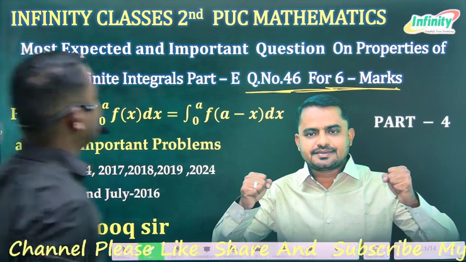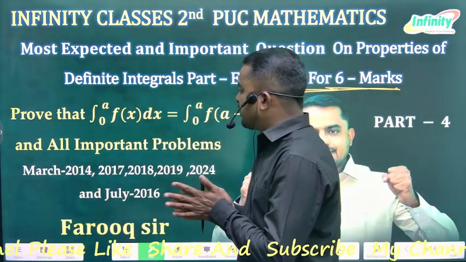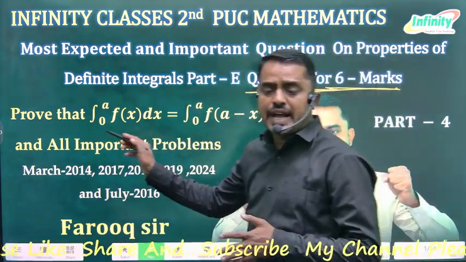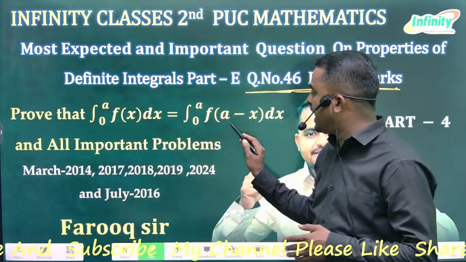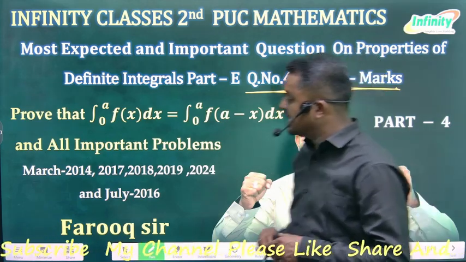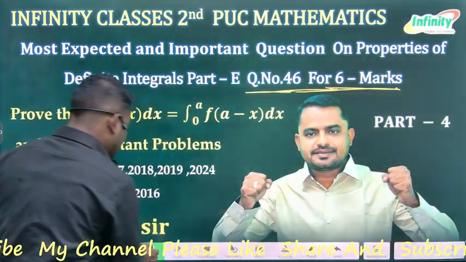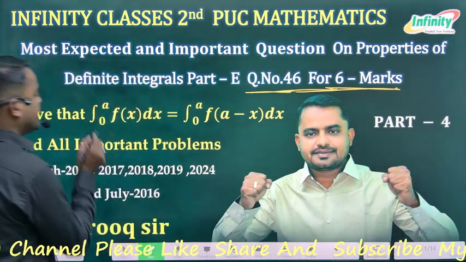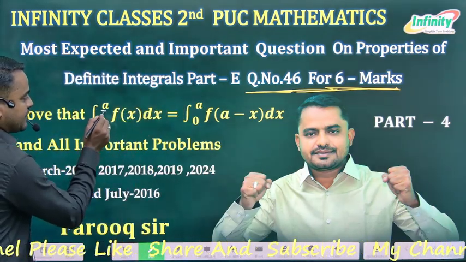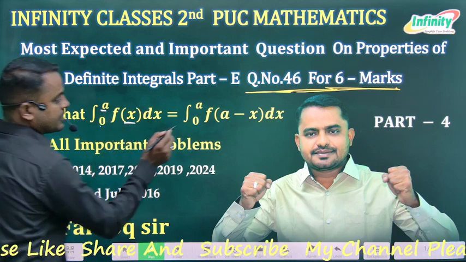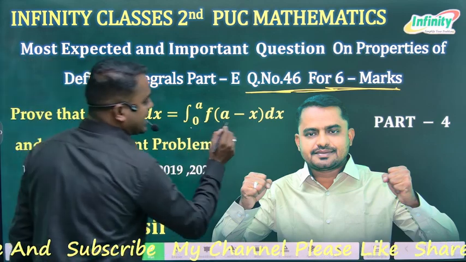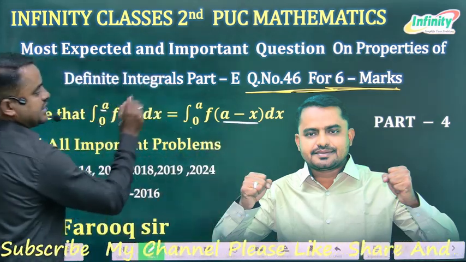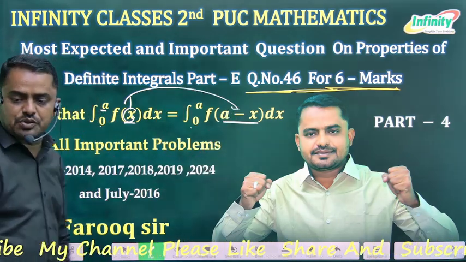See here what the property is and how the question will be asked. Prove that the integral from 0 to a of f of x dx is equal to the integral from 0 to a of f of a minus x dx. Here 0 to a stays as it is, and x is changing to a minus x. We have to prove this.